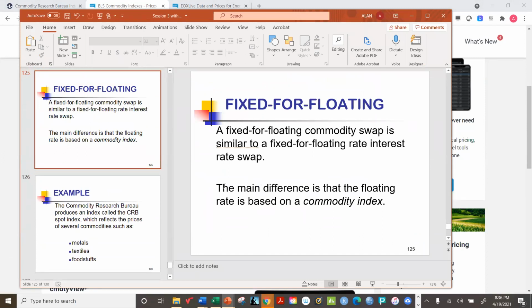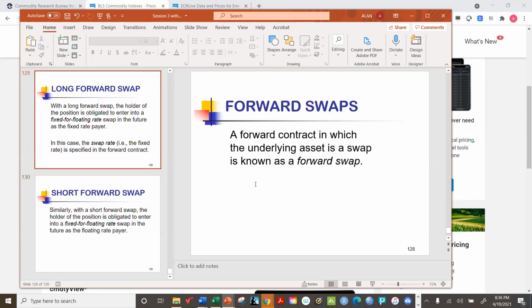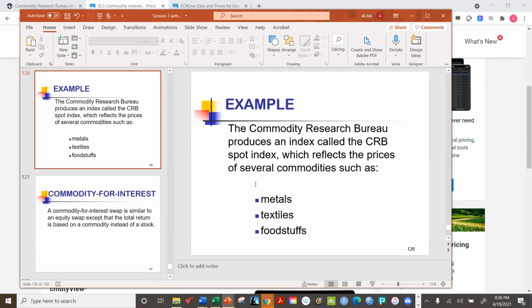Right, because the commodity index takes the place of the floating rate. So that means you're trading it for a fixed rate or vice versa. Now, here's a couple of interesting ones.